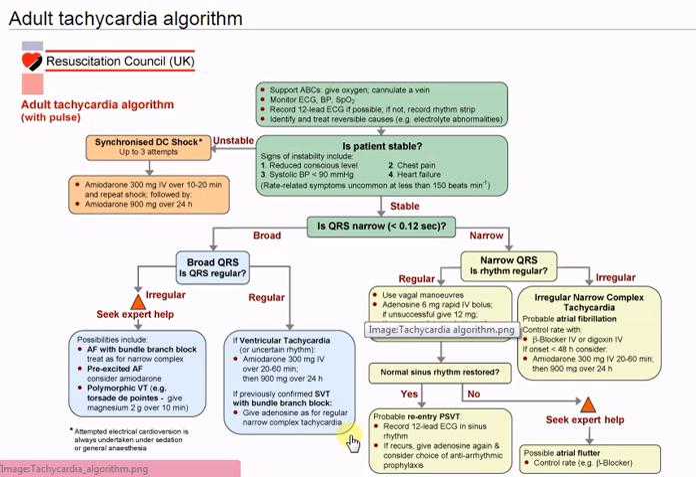So what you need to do is amiodarone, with the doses you can see on the screen.